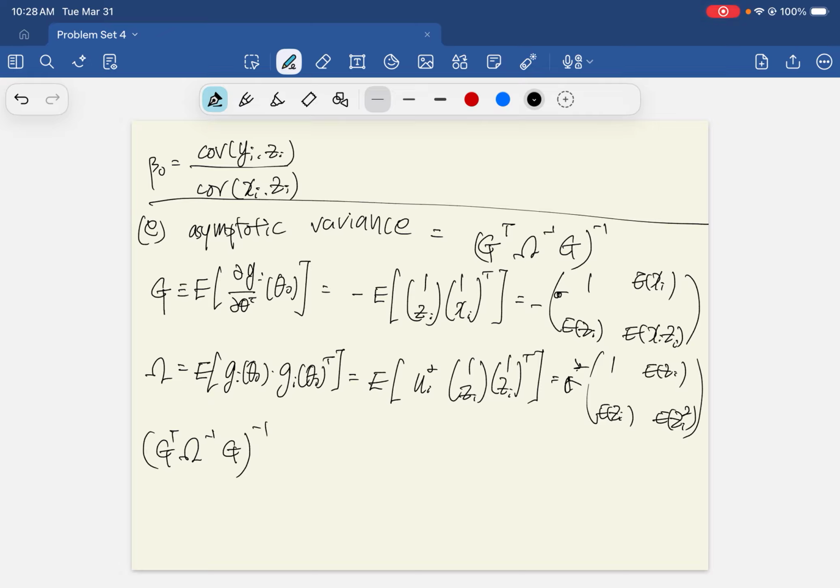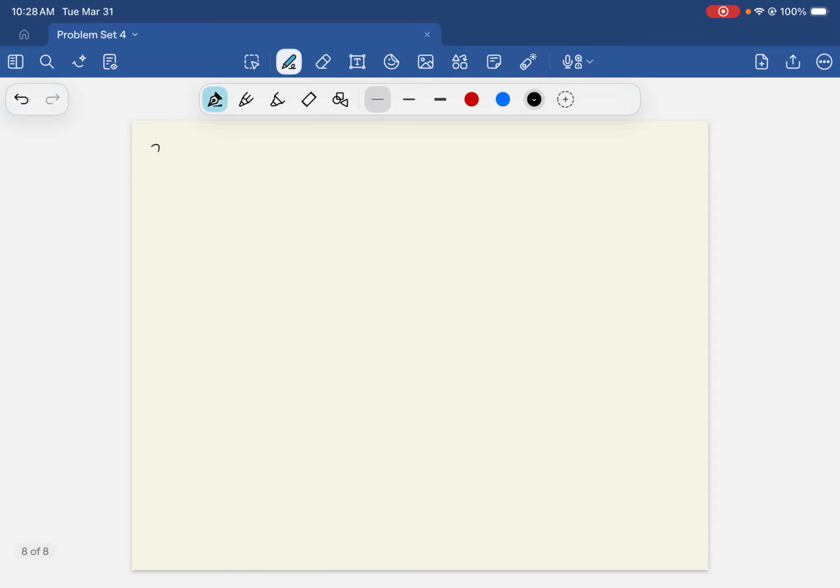By the way, G is invertible, non-singular. It's full rank. So that means we can write this as G inverse times Omega times G transpose inverse. So that goes back to the original, and we just need to calculate that. So we have to invert G first and then multiply them. We are going to think about G inverse, right?